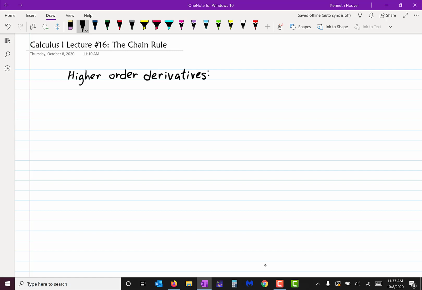Okay, so what if I wrote here f prime prime of x? What do you think that is? That is the derivative of the derivative of f. Okay, so let's say that f of x equals x to the fourth plus 5x cubed minus 7x squared minus 9x plus 3.